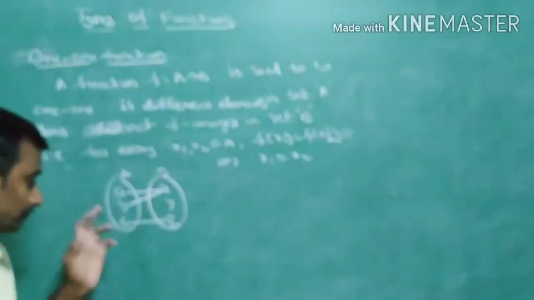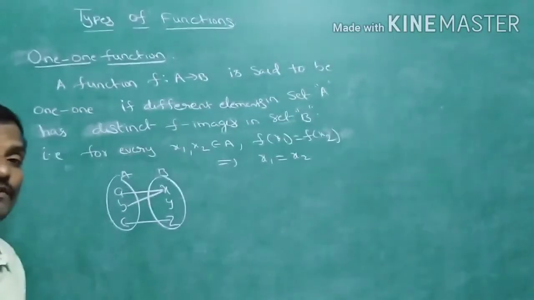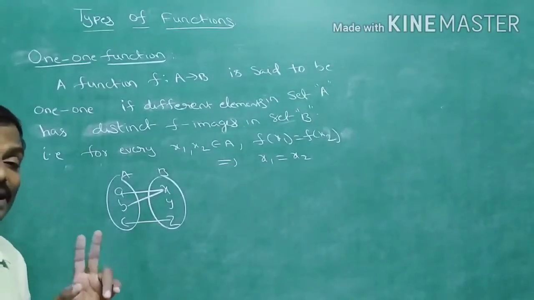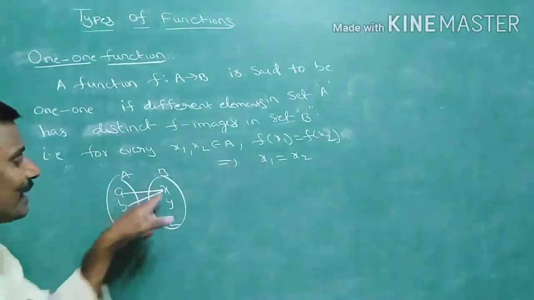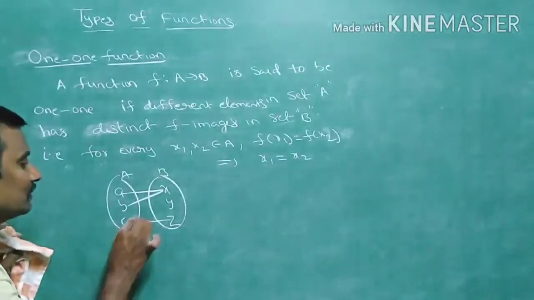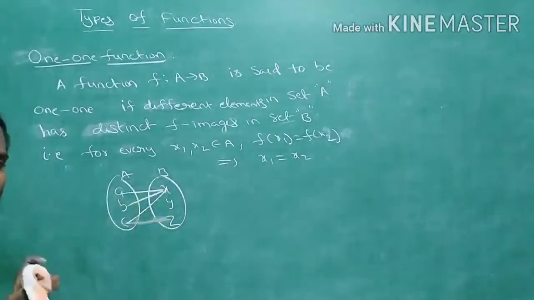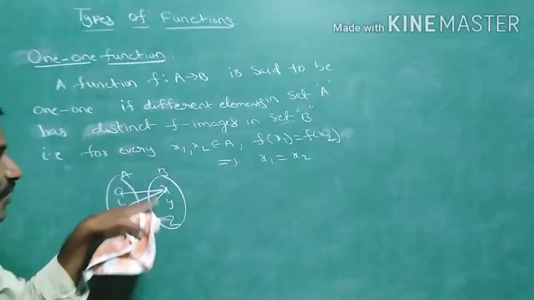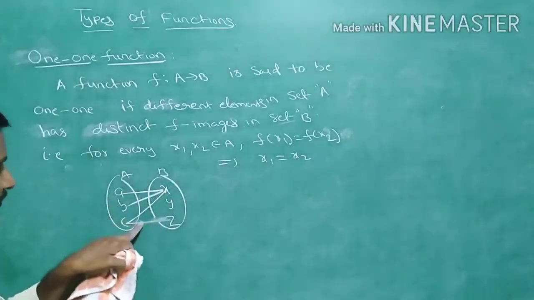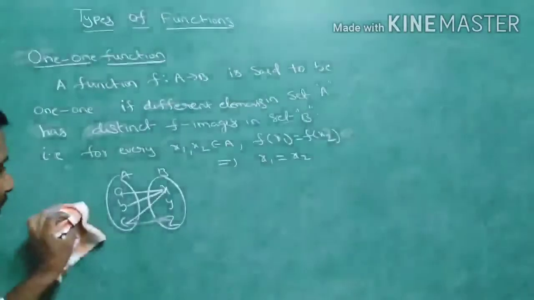I have given the definition. What is the definition of many-one? At least two elements in set A have the same f image. Here A and B have the same f image. This one is also a many-one function. A, B, C have the same f image. This is also a constant function. So first, this is also a many-one function.